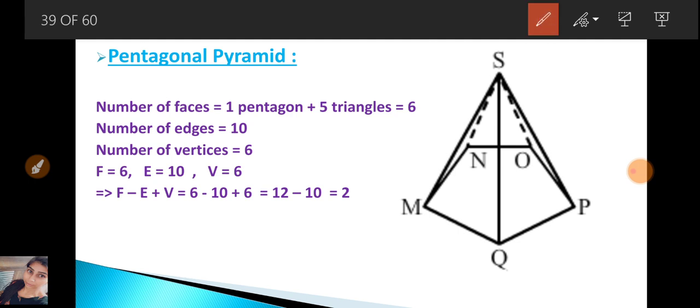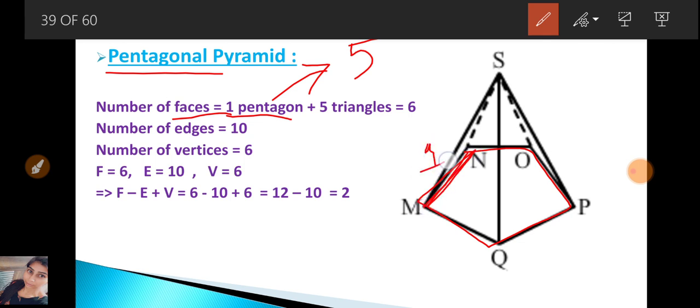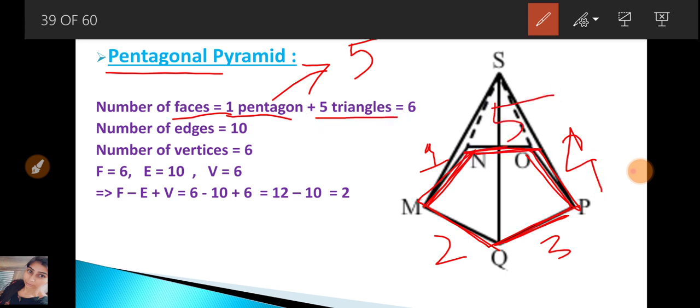So the faces. First thing, as we know with the name of pentagon, we will have the base as a pentagon. That means one face is a pentagon, and how many sides are there in a pentagon? In a pentagon we have 5 sides. So all the 5 edges will be connected with one triangle. This side will have one triangle, right? From this side one triangle will be connected, from this side one triangle will be connected, from this side one triangle will be connected, and from this side also one triangle will be connected. So we will have 5 triangles. So 5 triangles and one pentagon is 6. So total we have 6 faces.